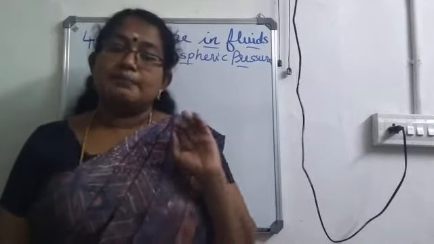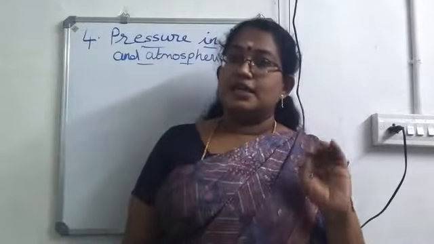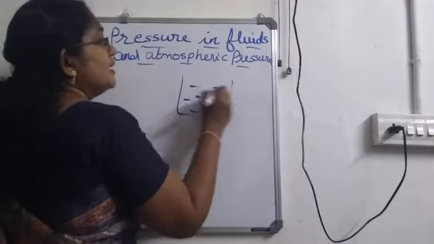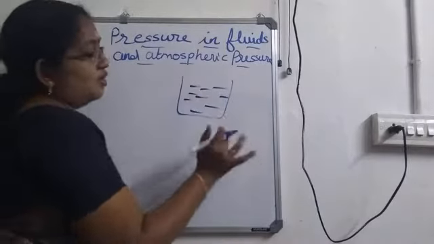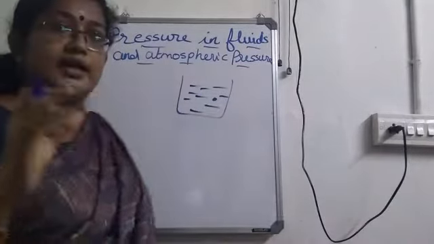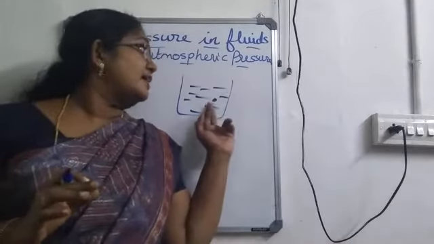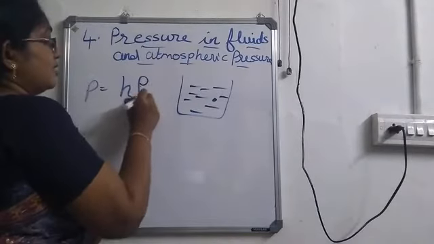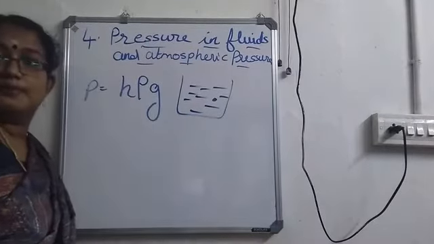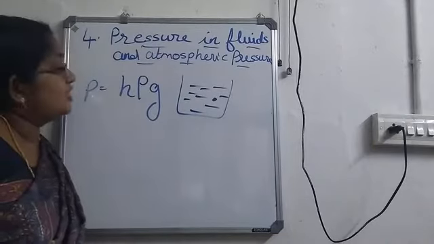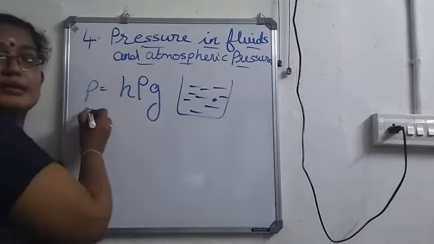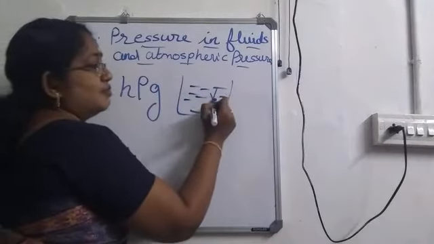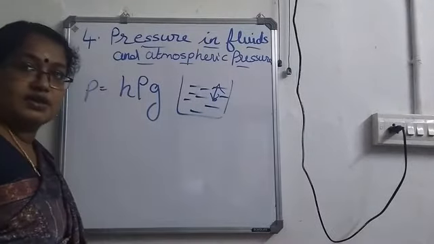So, the pressure exerted by a liquid at a point. If I am considering a beaker with water, liquids will be exerting pressure in all directions. If you are considering a particular point, the pressure exerted by the liquid at that point is given by the equation P = h rho g, where P is the pressure and h stands for the depth or the height. If you are considering this point, this is the depth.